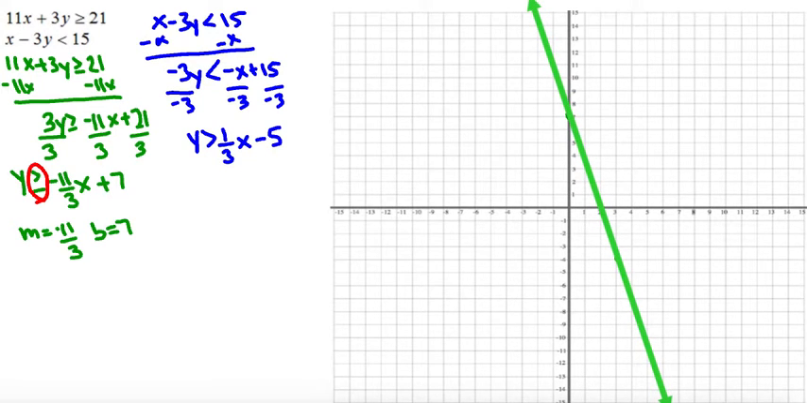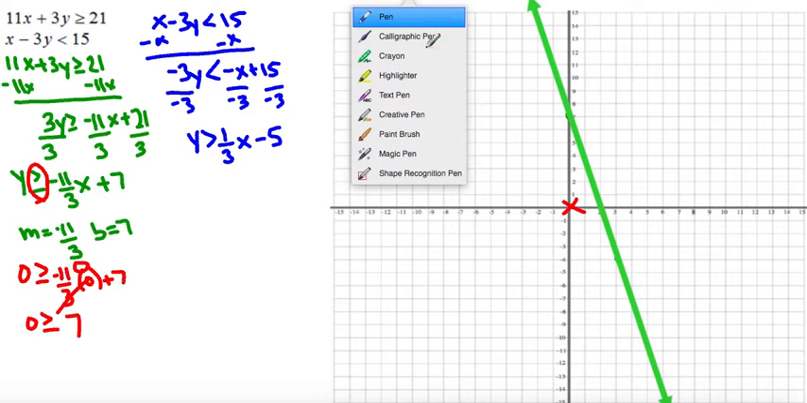Alright, and then I'm trying to figure out which way to shade. So I'm going to test the 0, 0 point, whether to shade to the left of the green line or to the right of the green line. So I'm plugging in 0 is greater than or equal to negative 11 thirds times 0 plus 7. So 0 is greater than or equal to, this becomes a 0, so greater than or equal to 7, which is not true. So I can't shade the side that includes 0, 0. I have to shade the side to the right of the green line.